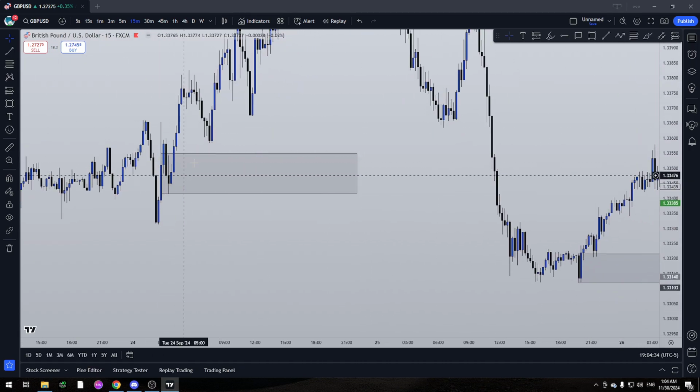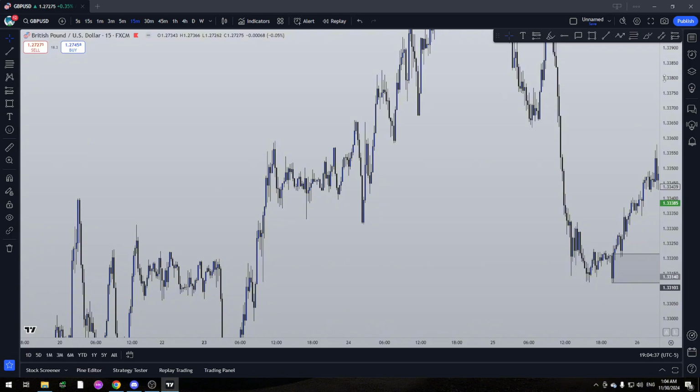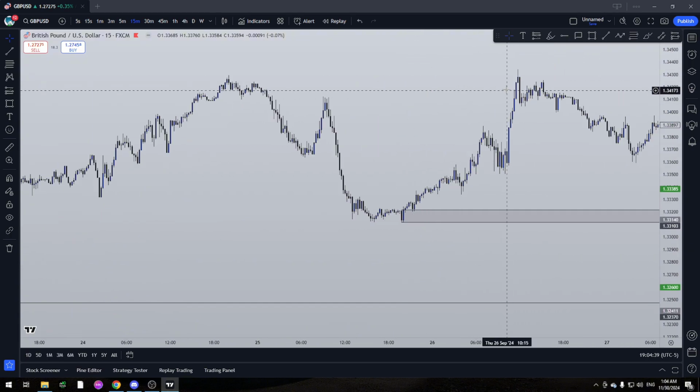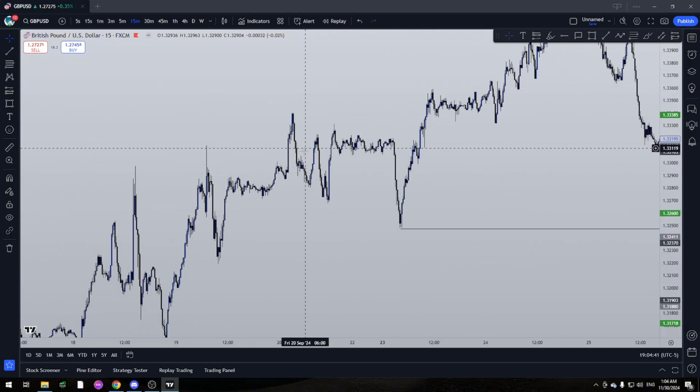Right here. Never mind. I have no idea what this is. I'm sorry, guys. I have no idea what that was. Just some stupid drawing, I guess.